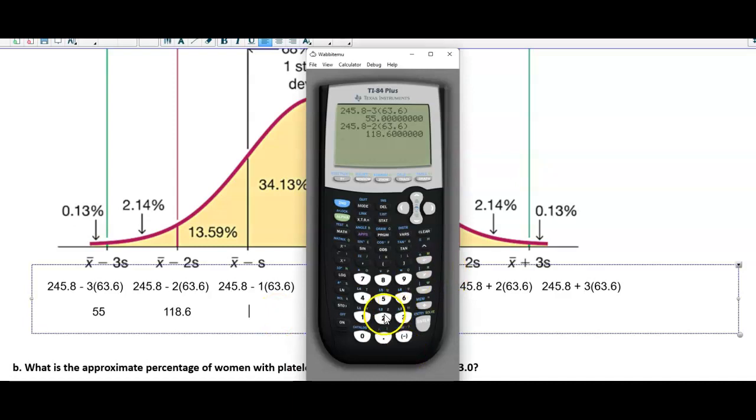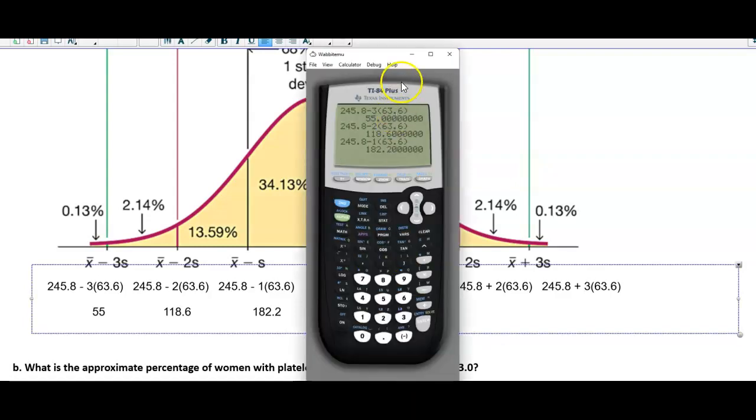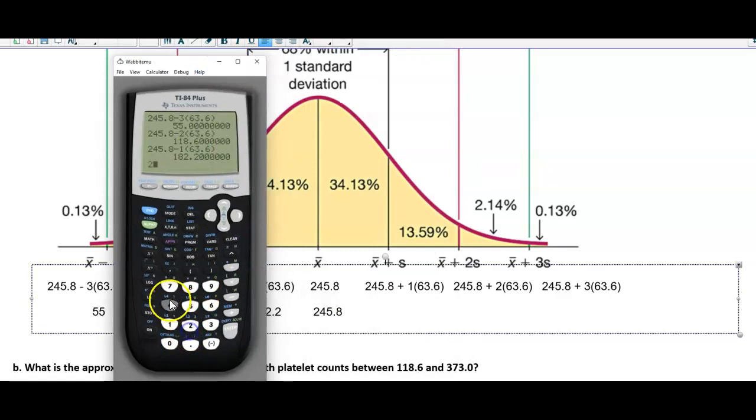So what that means is we're taking 245.8 and then minus 1 times 63.6, or just subtracting 63.6, and we get 182.2. Now remember, the mean here is 245.8. Okay, now let's find this value here. So we're going to take 245.8, and now we're going to add 1 times the standard deviation, and that gives us 309.4.